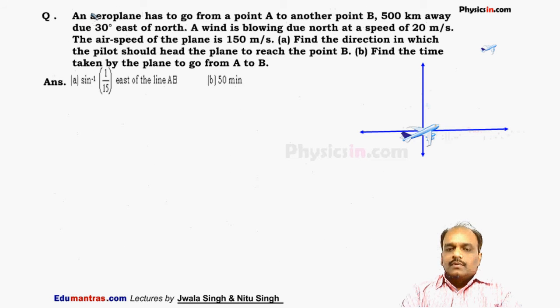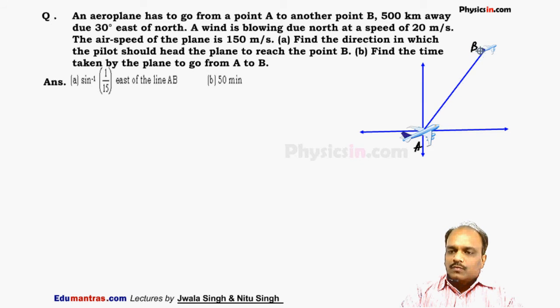Next question. An aeroplane has to go from point A to point B. This is point A. It has to move from A to B along this line. Now, 30 degree east of north. This is our north, south, east and west. 30 degree east of north means this angle is 30 degree. East of north means this angle.